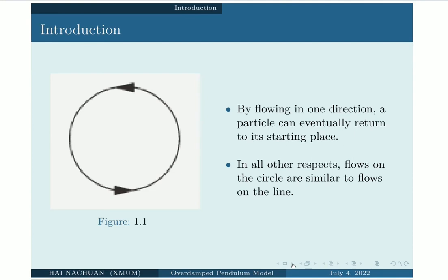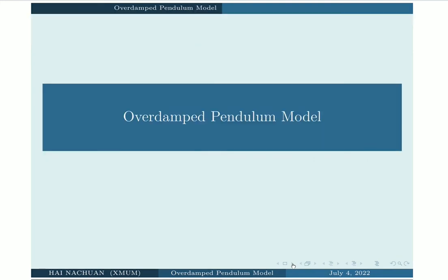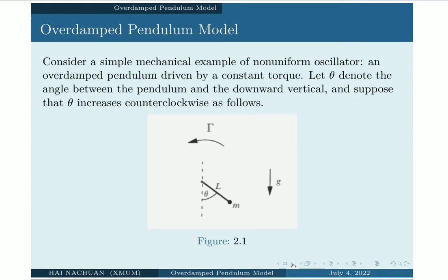Okay, so today I'm going to talk about the overdamped pendulum model. We now consider a simple mechanical example of a non-uniform oscillator, an overdamped pendulum driven by a constant torque. Let theta denote the angle between the pendulum and the downward vertical, and suppose that theta increases counterclockwise as follows.